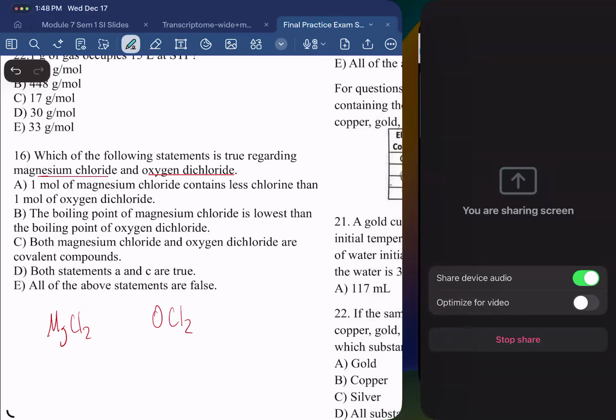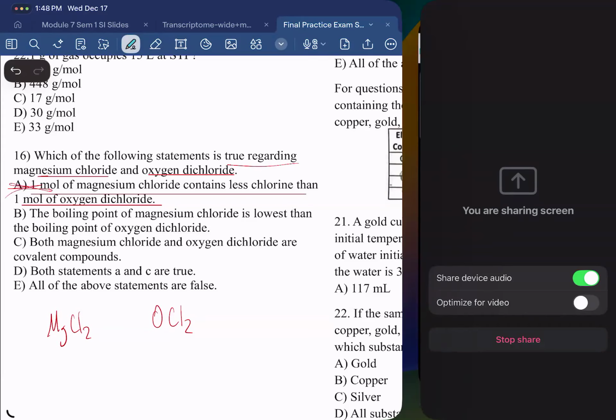Then we're asked to figure out the true statements. Number one, A: 1 mole of magnesium chloride contains less chlorine than 1 mole of oxygen dichloride. This is false, because both of these compounds on their own have two chlorines, so 1 mole would not have any more than another mole. That's why A is wrong.